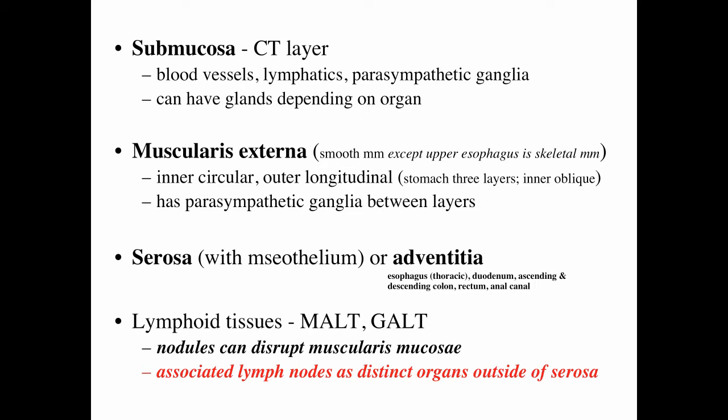As we've said, the serosa with a mesothelium, or the adventitia if the organ is buried within connective tissue of other parts of the body. Lymphoid tissues, we've talked about mucosal associated lymphatic tissue and gut associated lymphatic tissue. Oftentimes, lymphatic nodules in the GI tract will disrupt the muscularis mucosae. Now, you have to be a little bit careful because sometimes there will be associated lymph nodes that you'll see in histological sections. These will be distinct organs that will be outside the serosal layer of the GI tract.